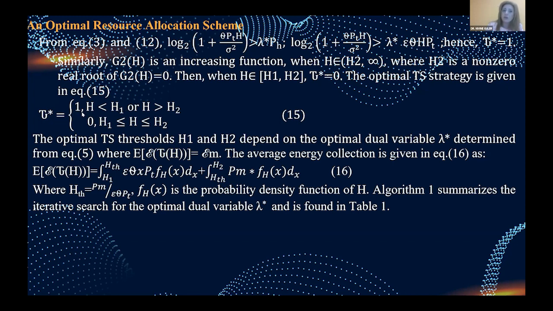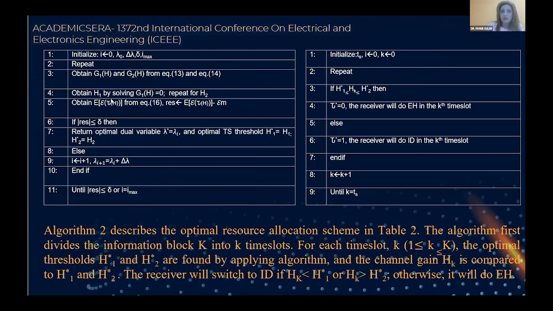So it is 1 when H is less than H1, or when it is greater than H2, and it is 0 if it is in the medium range, in between. Accordingly, we formulated the average energy collection by equation 16, and algorithm 1 summarizes the iterative search for the optimal dual variable lambda prime, which is given by table 1. And then table 2 describes the optimal resource allocation scheme.